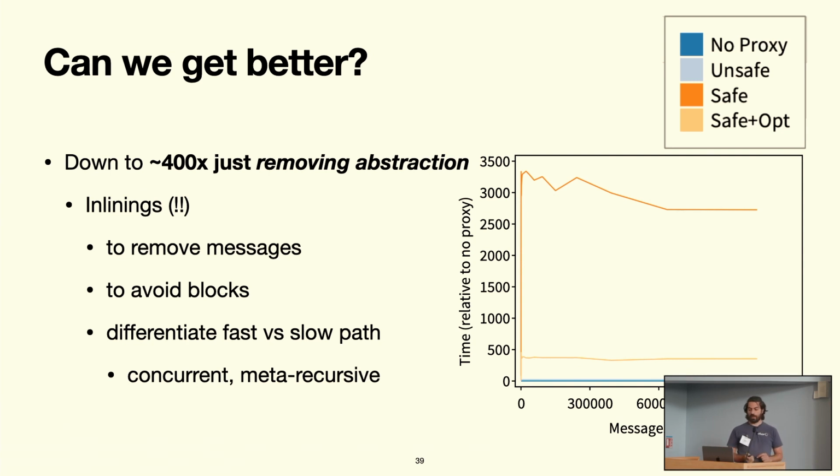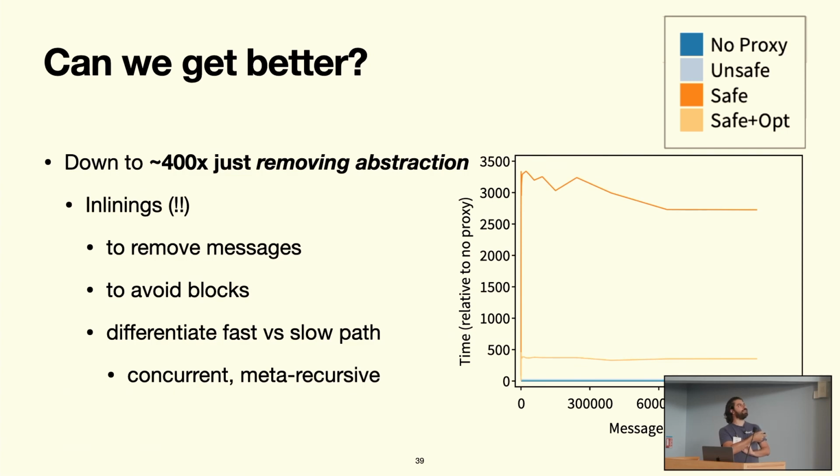The main optimization here that I did is just inlining. So I just removed abstraction. I removed hooks from the program, so I didn't have any more dynamic dispatch. I removed dynamic dispatch from the program, and I got down to 400 times. So I removed messages, I removed blocks.